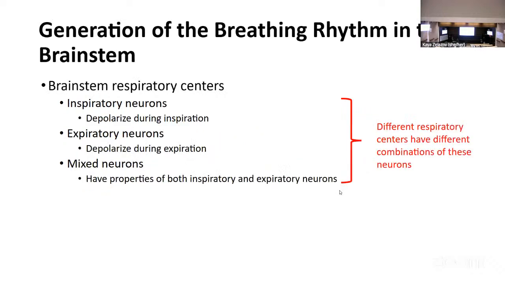Okay, so fundamentally, an inspiratory neuron is depolarizing during inspiration, right? So that's kind of sending your signal to breathe in. An expiratory neuron is just the reverse, depolarizing during expiration. Depolarizing means basically an action potential. So essentially, we're just saying they're firing when you breathe out. Some neurons are mixed and are kind of halfway between these two. Different respiratory centers are going to have different combinations of these different types of neurons.